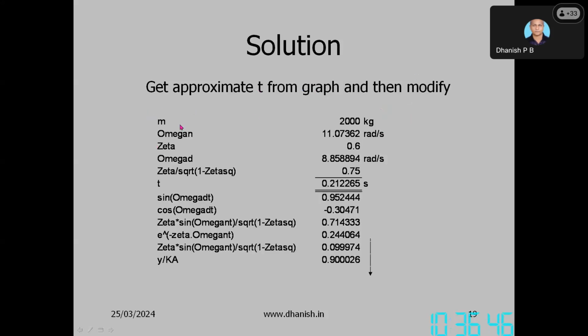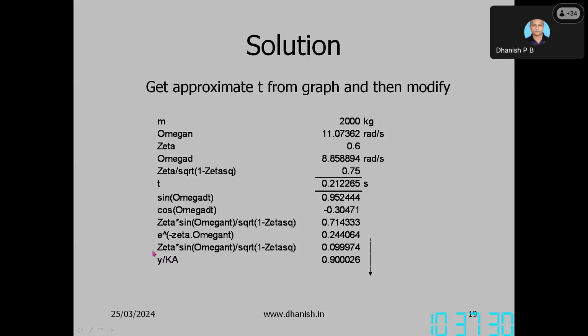M is 2000 kg. The question is a little vague whether 1000 should be included over here, but I think this is taken from the textbook and I will not change the wording. So mass is 2000 kg. Now omega n is root of K by M. K we have to determine from the other data. Zeta is 0.6, given. So damped natural frequency is omega n into root of 1 minus zeta square. Zeta by root of 1 minus zeta square is 0.75.